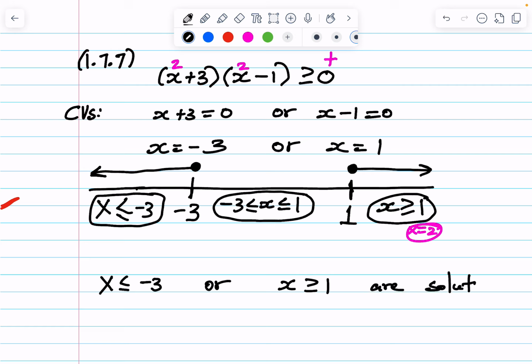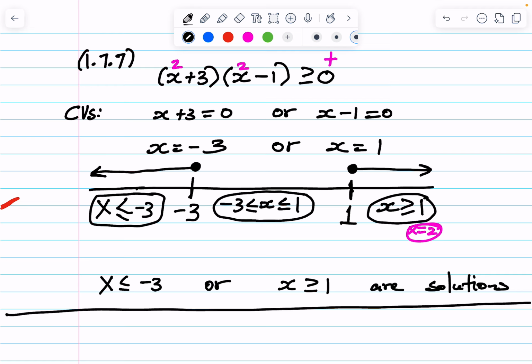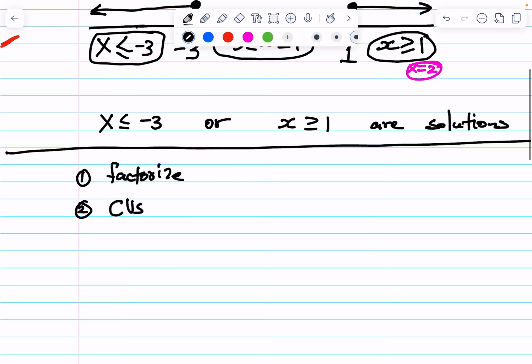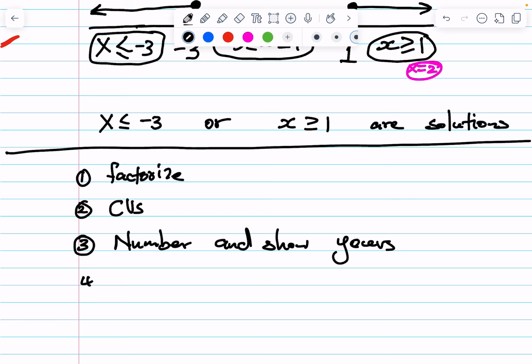Solutions. Right, and then that is the end of this question, ladies and gentlemen. So I just want to repeat. To solve inequalities, step 1, factorize. So you make sure you factorize. Step 2, CVs. Step 3, number line, and show your regions. Number 4, you test your regions. And then you'll see where the solution is.